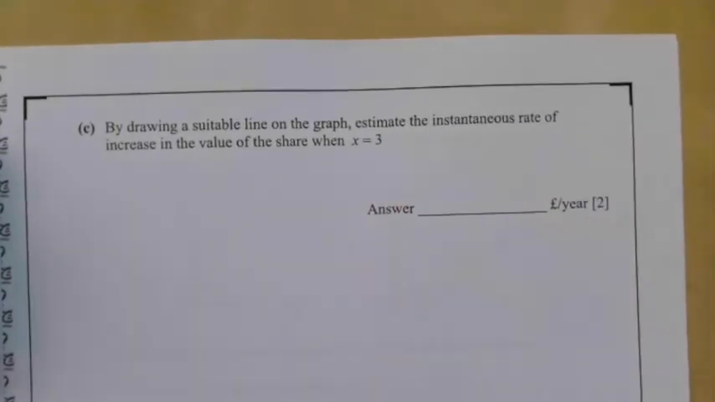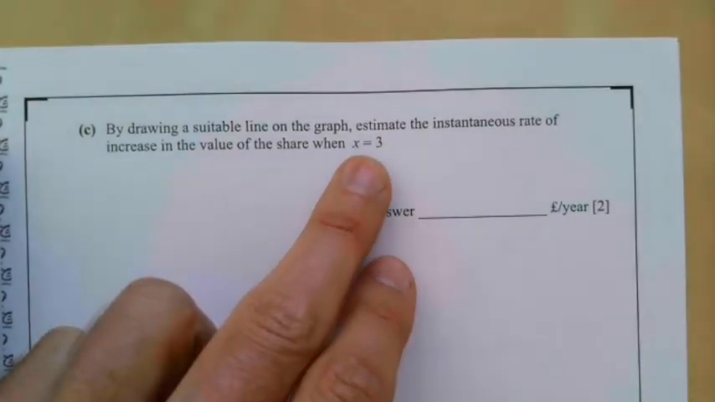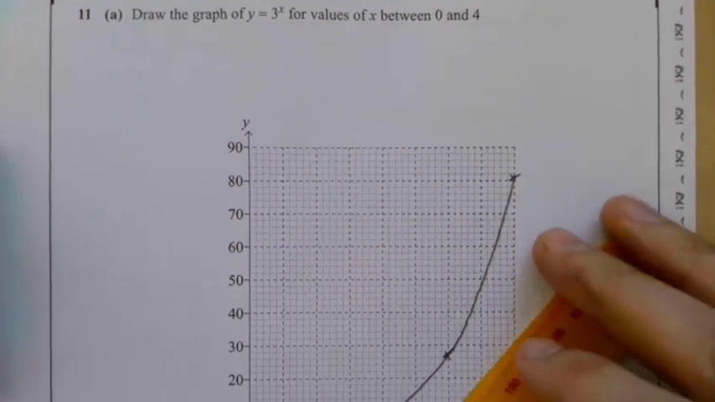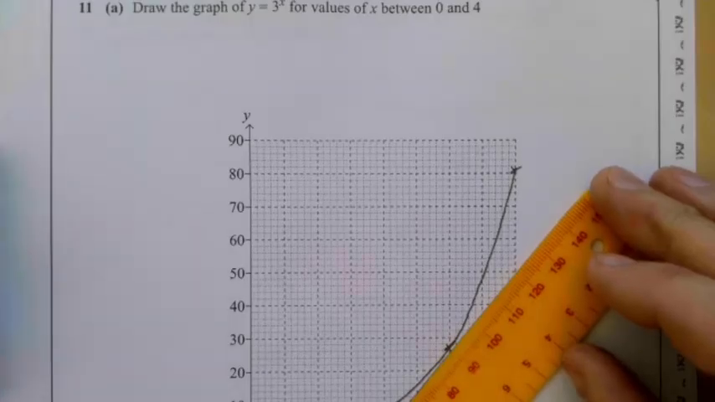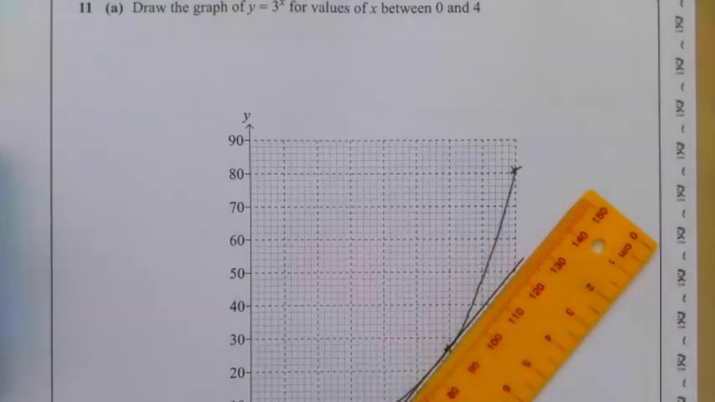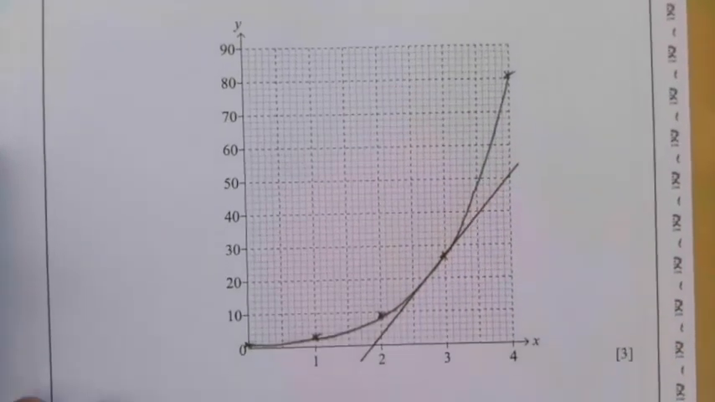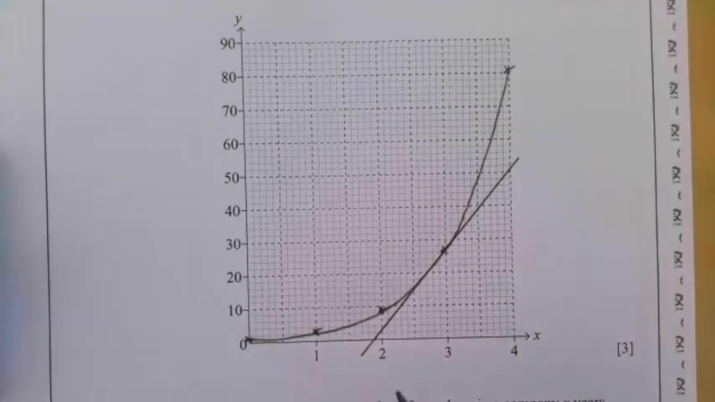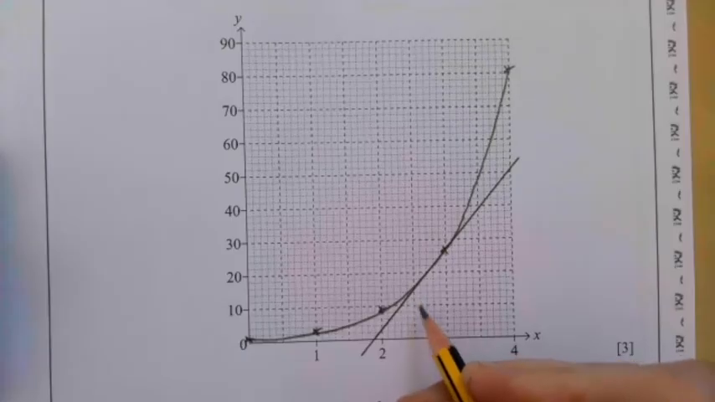By drawing a suitable line on the graph, estimate the instantaneous rate of increase in the value of the share whenever x equals 3. So whenever x equals 3, we're going to try and draw a kind of tangent here. You can see that okay. And so we want to try and work out my vague gradient here on this graph. So let's just see if we can draw a wee triangle and just try our best to estimate. So let me see somewhere where we can pick a decent line here.